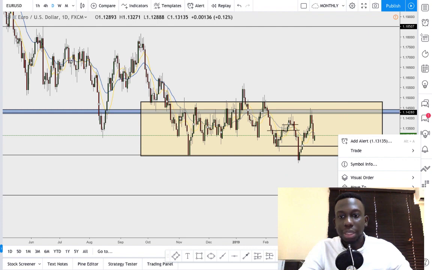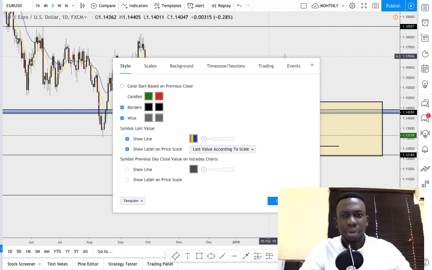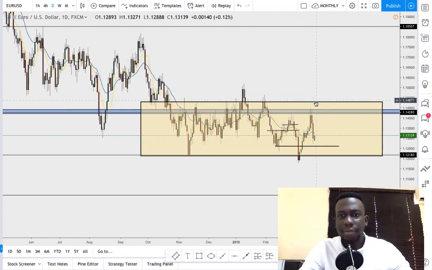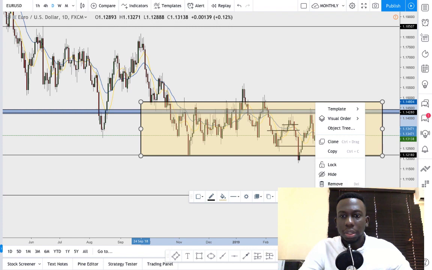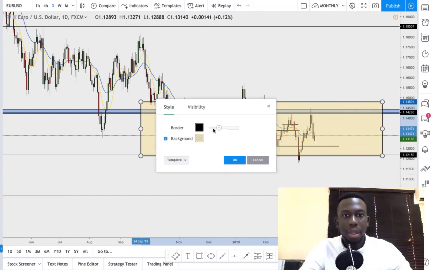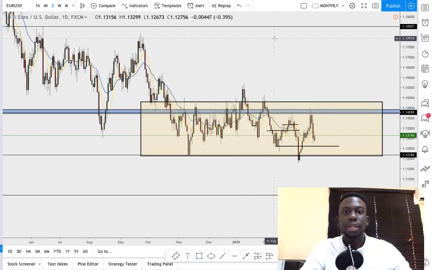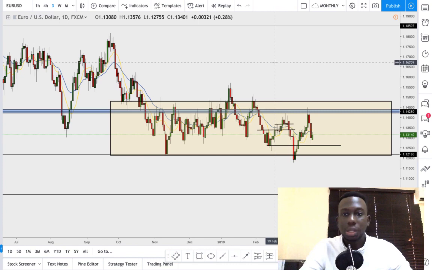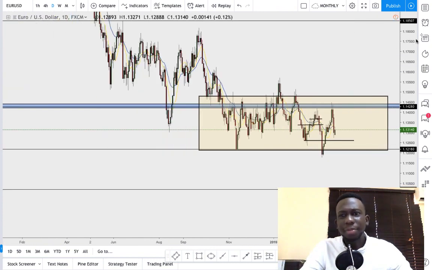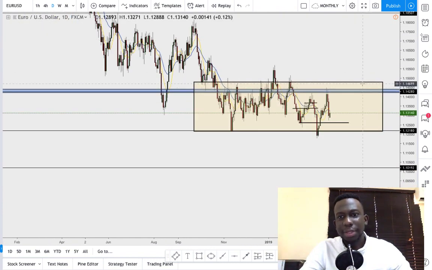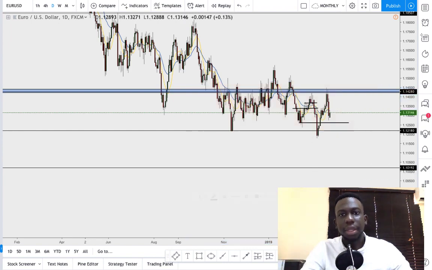I'll just increase the transparency of this so that you guys can have it. Settings, background, good, that's exactly what I was looking for. Great, so I've pretty much mapped out euro dollar. Okay, so let me delete this first of all.